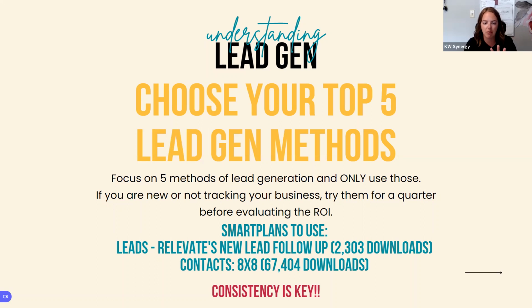So choose your top 5. If you're a newer agent, or if you're not tracking your business right now, pick your favorite 5 or things that you are most committed to doing, meaning you are most likely going to do it, and just start with those. Start tracking. So if it's newsletters, you're going to send out a newsletter every month or how often you want.